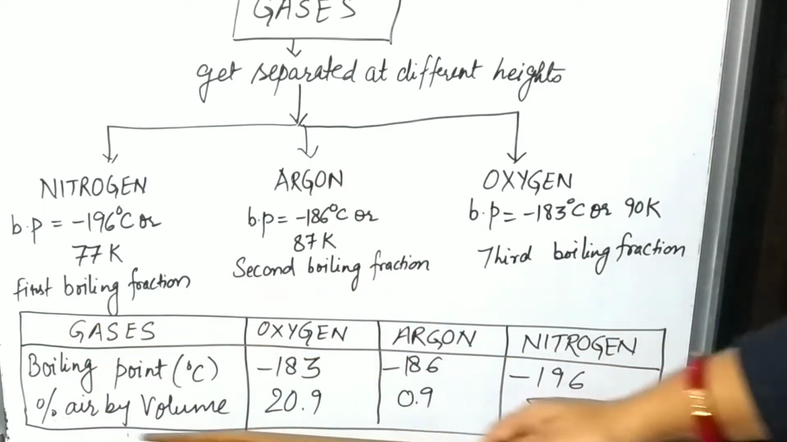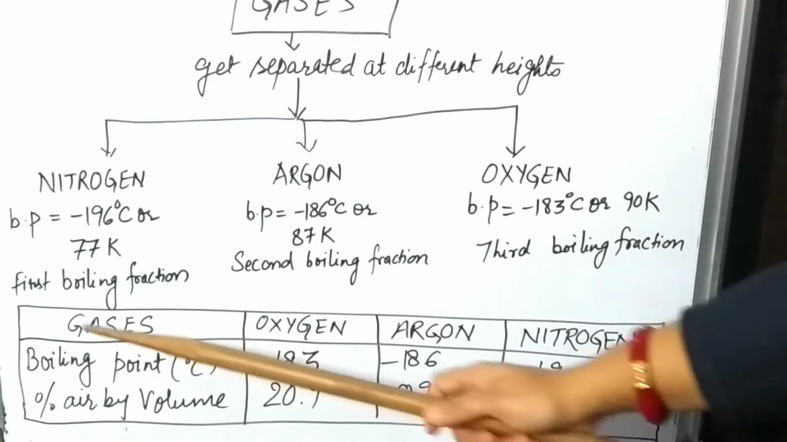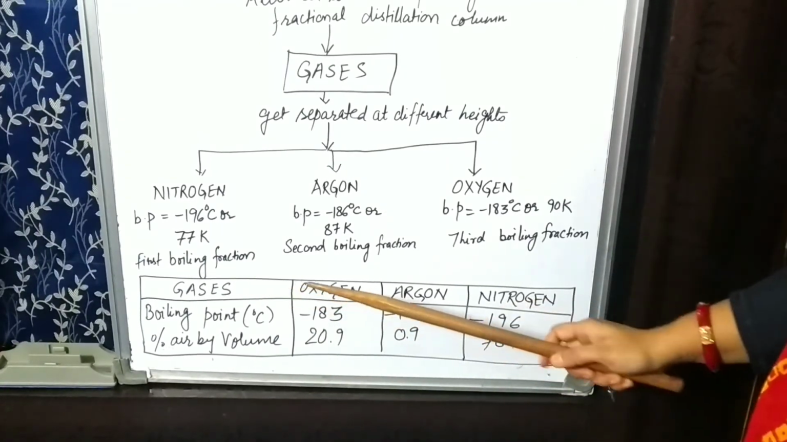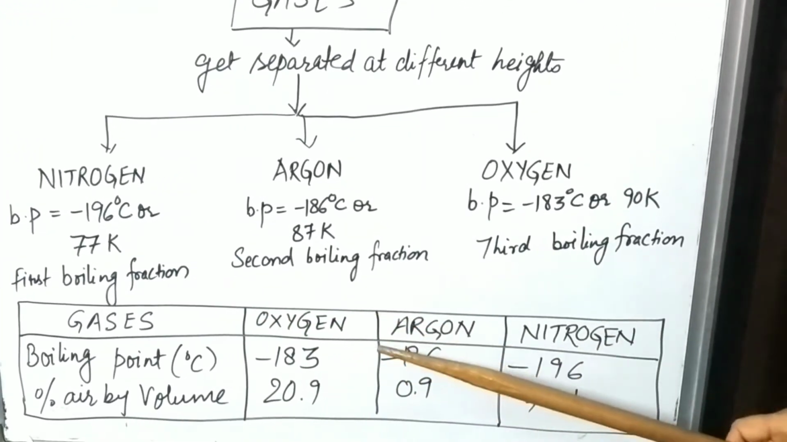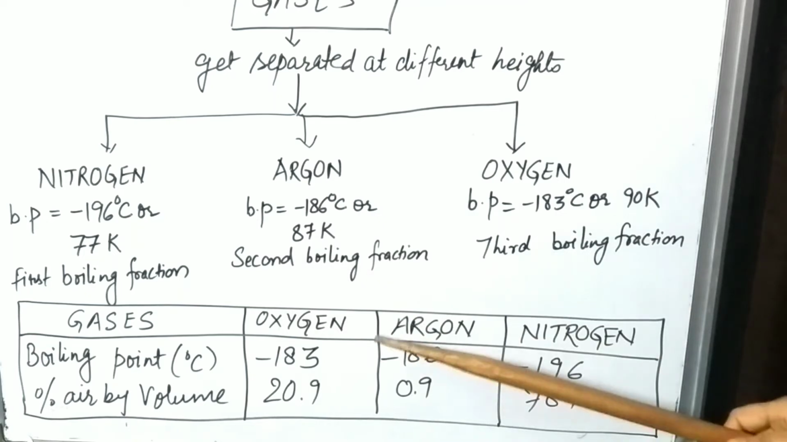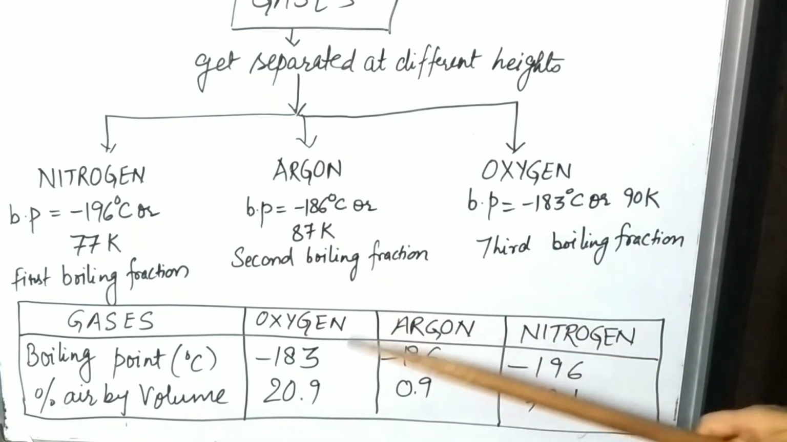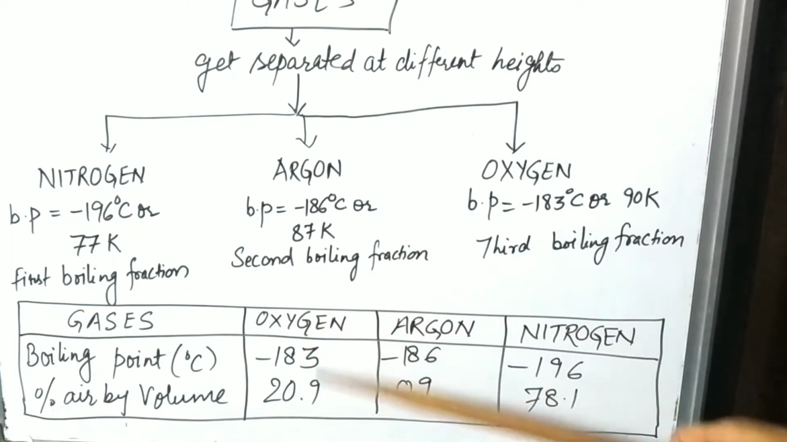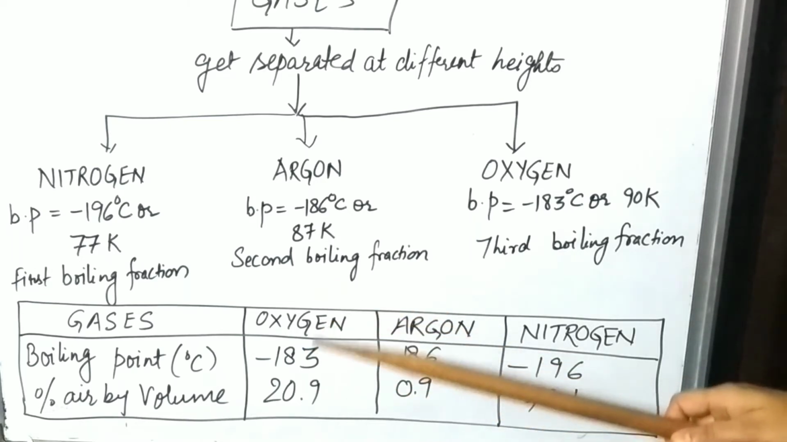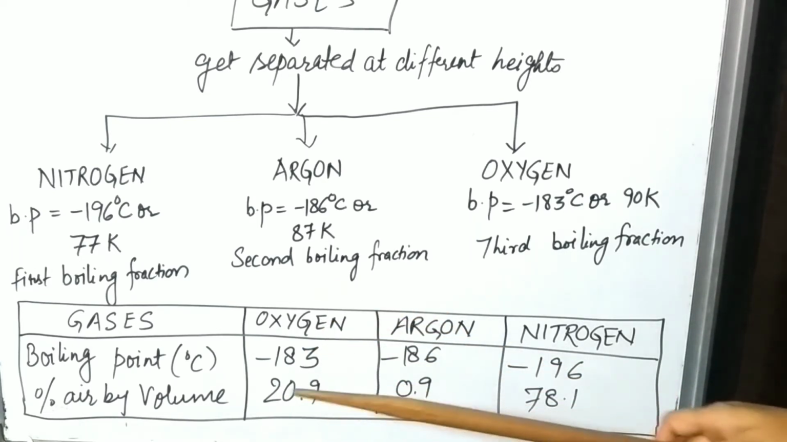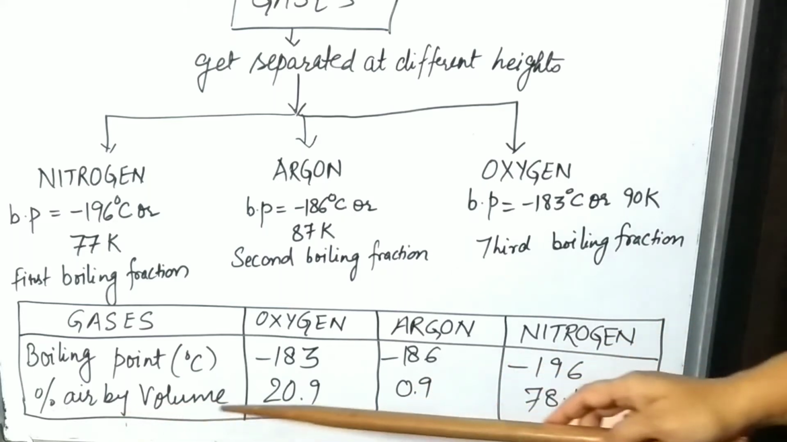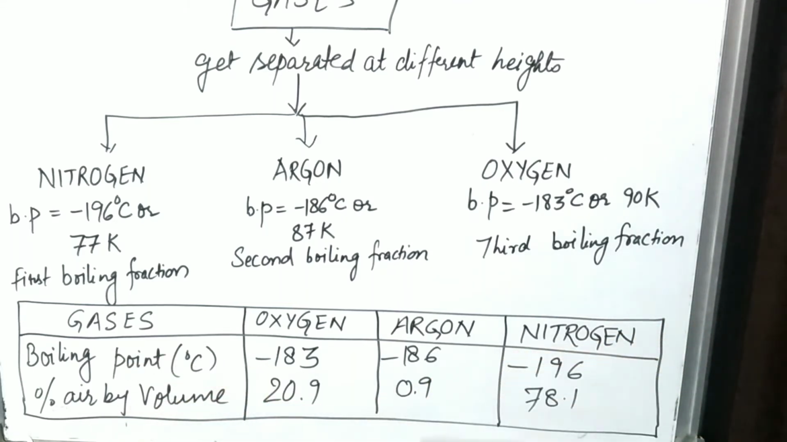I have drawn and summarized it like this in this column. I have taken the gases which we have got from air: oxygen, argon and nitrogen. You may have heard that in air the oxygen percentage is nearly 20.9 percent by volume. Here argon is 0.9% and nitrogen is maximum in amount, which is 78.1 percent.